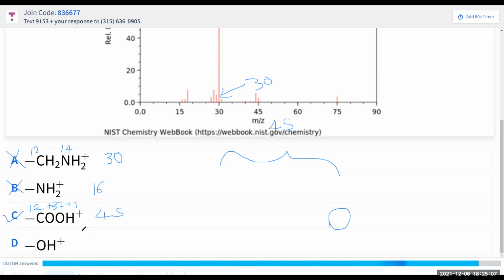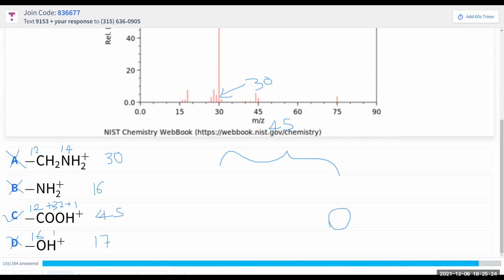To complete our thought process, let me calculate the molar mass of this as well. Oxygen is 16 and hydrogen is 1, therefore this should be 17. 17 is not 45, therefore option D is not our correct answer. The correct answer is option C.